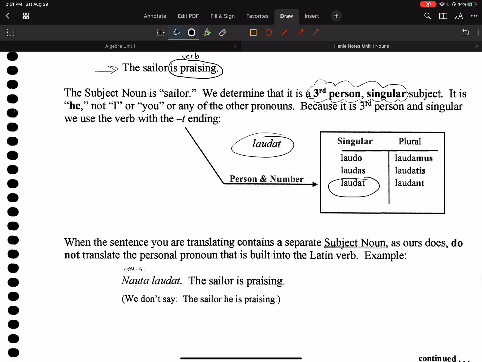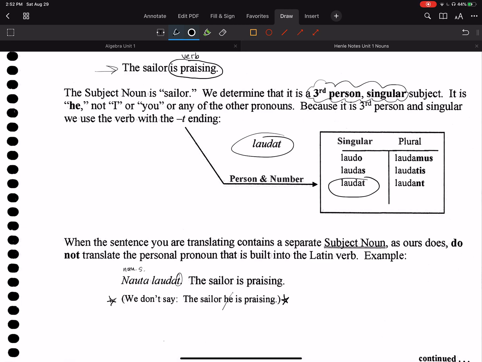And laudat means praise. It has a T at the end, so it's he, she, or it. My sailor, the subject, is a he. So my sailor is praising. That's what he's doing. That's basically how you translate it. Notice, as they said here, we do not say the sailor, he is praising, because that does not sound like good English, does it? No.